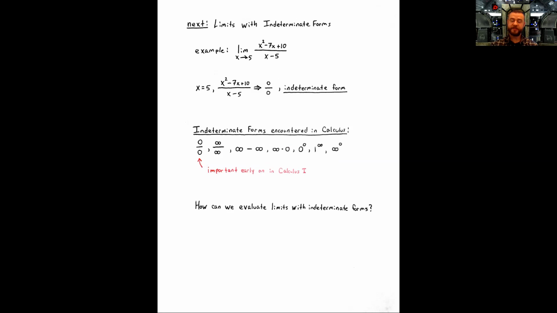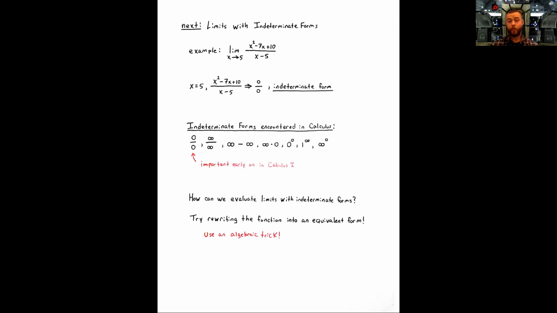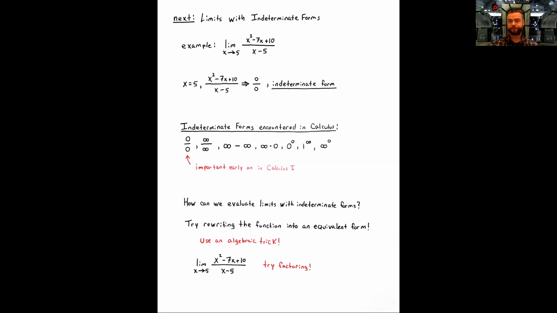Well, we're going to use a simple idea. We're going to try rewriting the function into an equivalent function. This is what I'll call using an algebraic trick. So the way we will rewrite a function is by doing something algebraically to the expression that is mathematically allowed. So we'll be relying on some ideas from algebra within the next few examples.